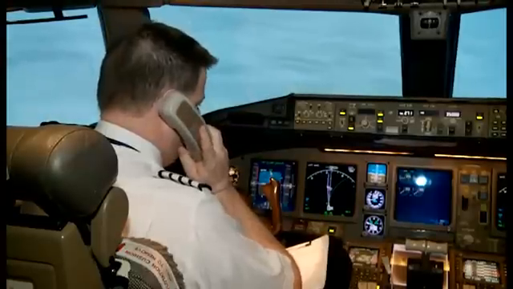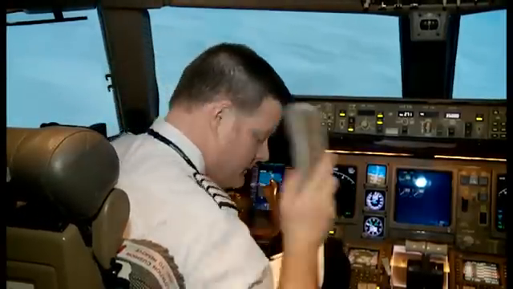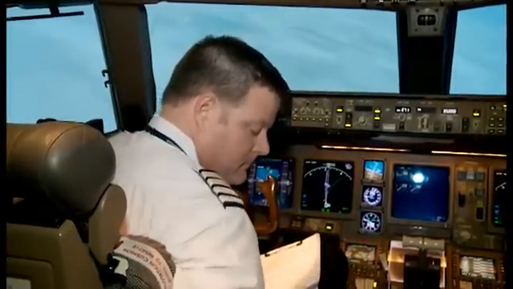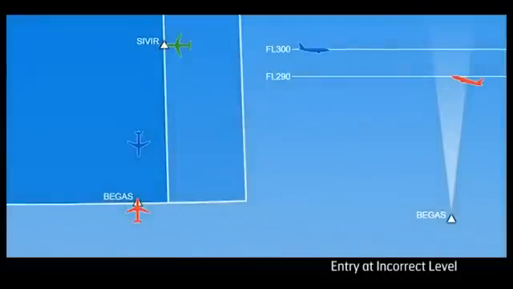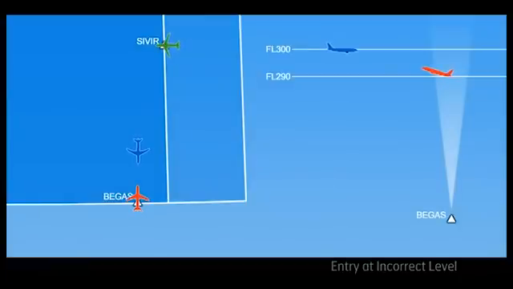So, to recap, the major incident types and causal factors include entry at incorrect level. Crews are encouraged to question the transferring domestic ATC agency when they haven't been cleared to the flight level specified in the Oceanic clearance. They should do this before entry into Oceanic airspace and before transfer of communication to Shanwick.